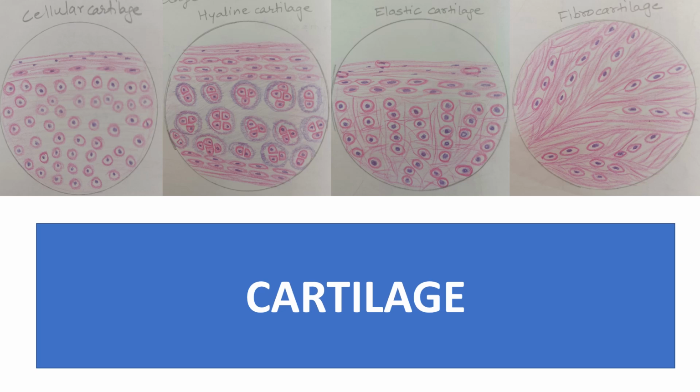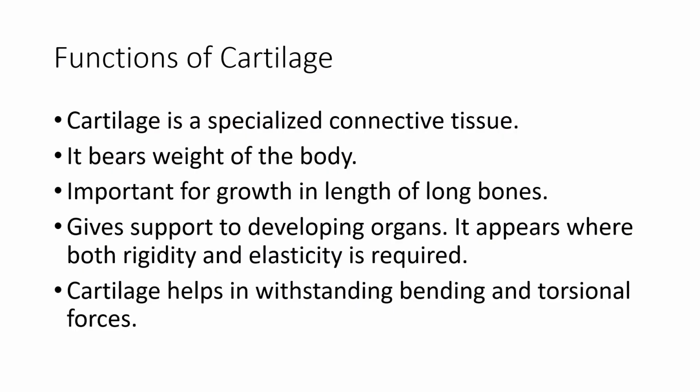In this session, we will study the histology of different types of cartilages. Cartilage is a specialized type of connective tissue and it is meant for bearing body weight. Then in case of long bones, we have the epiphyseal plate where growth occurs, so it helps in the growth process. Then it supports the developing organs. So cartilage is seen wherever rigidity and elasticity is required. Also, cartilages help in withstanding bending and torsional forces.